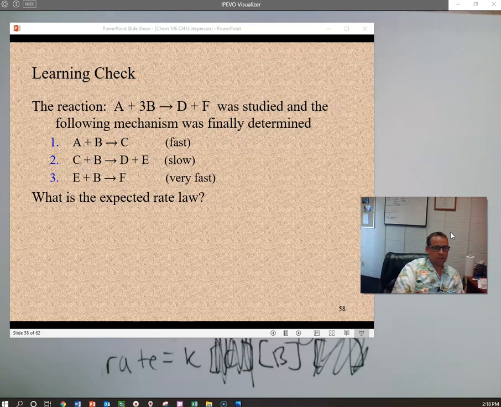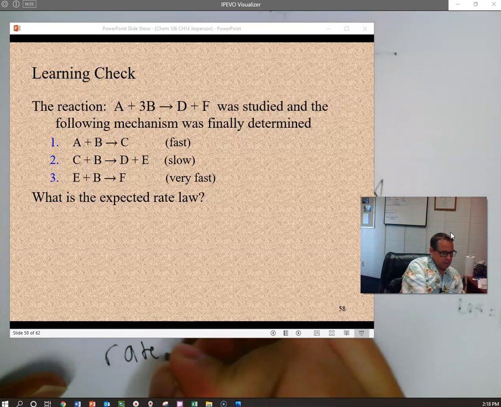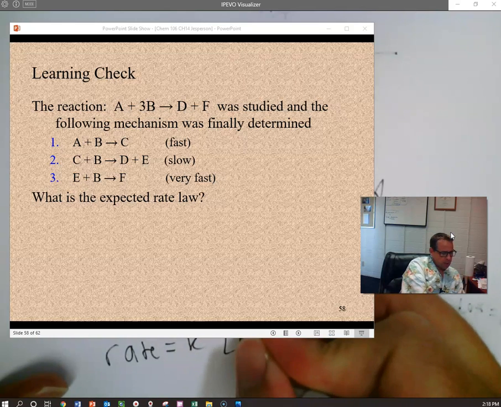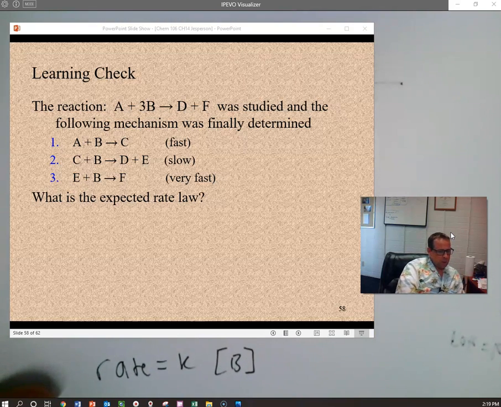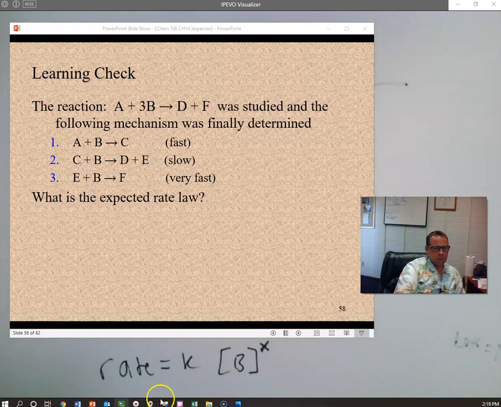Well, let's see. Camille, do you have any ideas? Our rate law right now looks like this. Rate, K, times the concentration of B. We know this much. We're trying to solve for this X right here. We know this is our current rate law because we've identified that the second step is the slowest. Therefore, it's the step that's going to govern the rate of the reaction. We didn't include C. Do you remember why, Camille? Why didn't we include C? Because it cancels out. That's right, making it an intermediate.